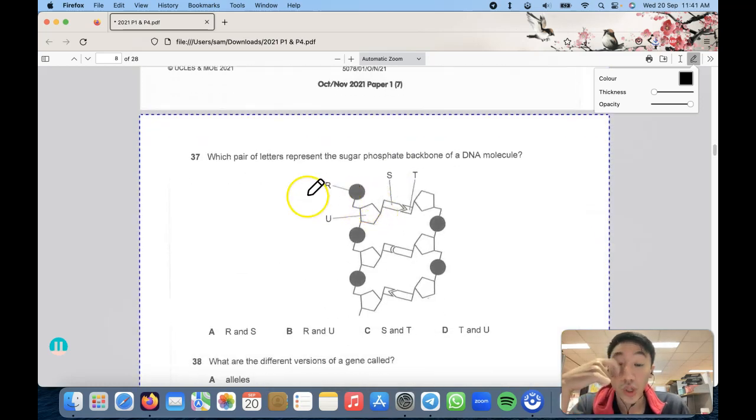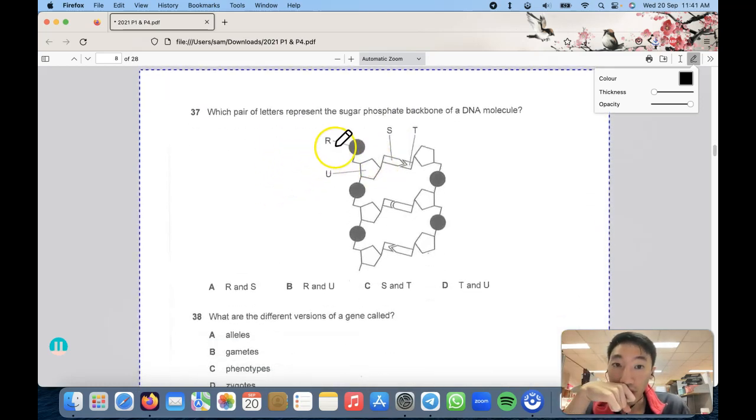Which pair of letters represents the sugar phosphate backbone? We have sugar, phosphate, then the backbone of the DNA molecule. R is our phosphate, U is our sugar, S is the nitrogenous base, but this is not important. As you can see, nitrogenous bases are pairing up with each other, but S and T are both nitrogenous bases. They are not what our question is asking for. So the answer is R and U, which is B.